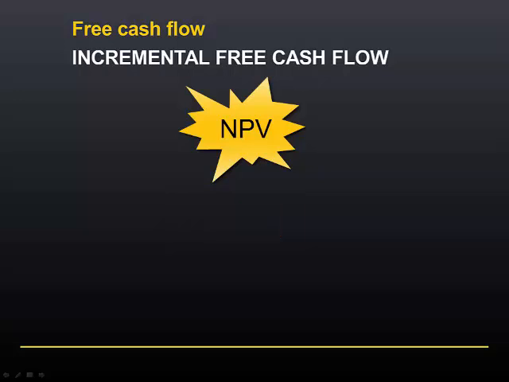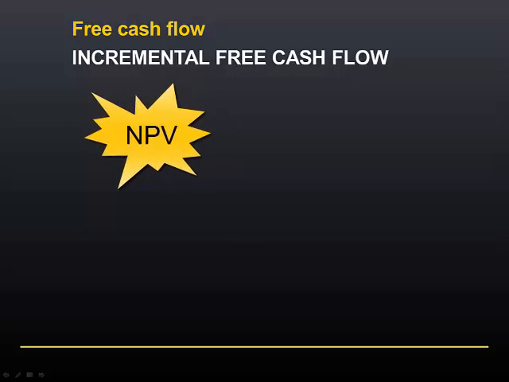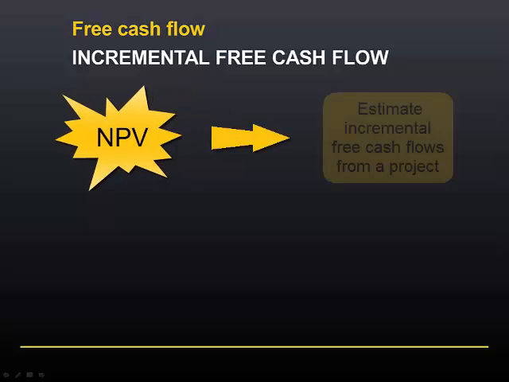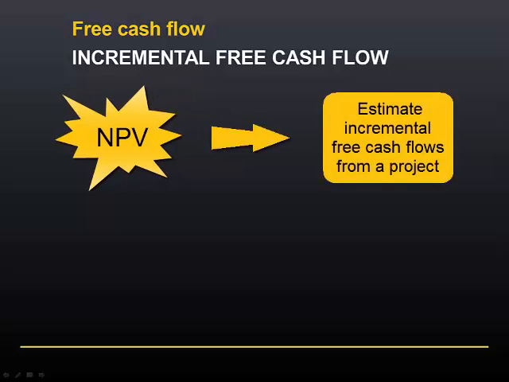The way that we will implement the NPV method is to estimate the incremental free cash flows from a project and then calculate the net present value of those cash flows. And if that's a positive number, then we are better off undertaking that decision.